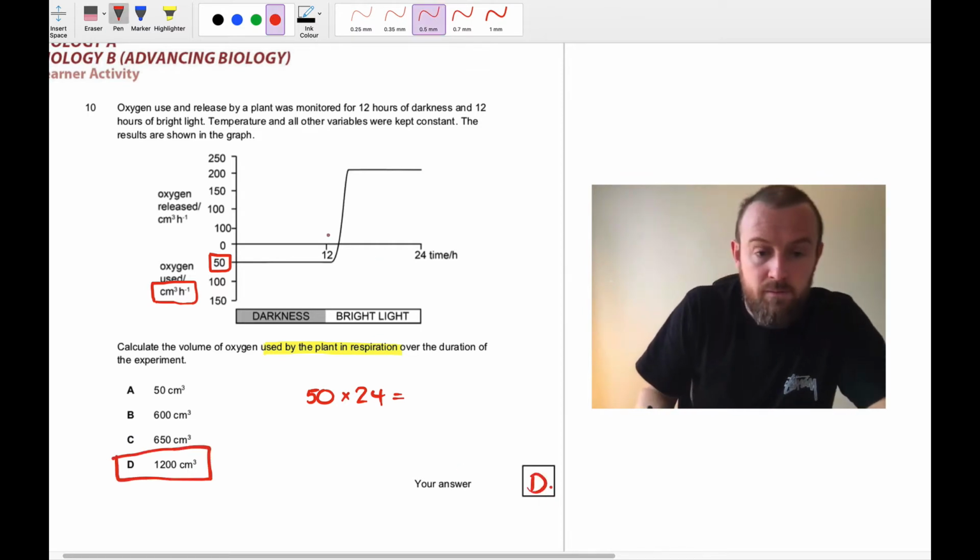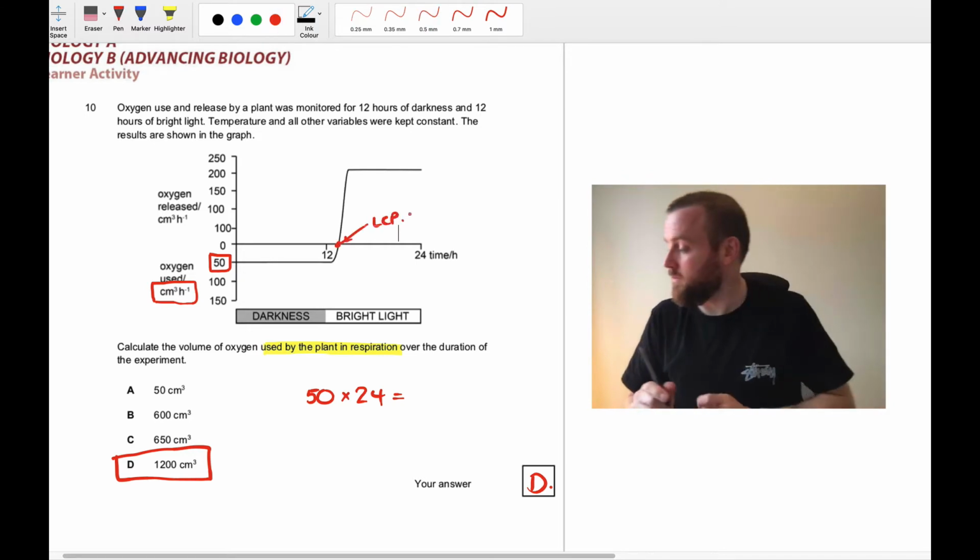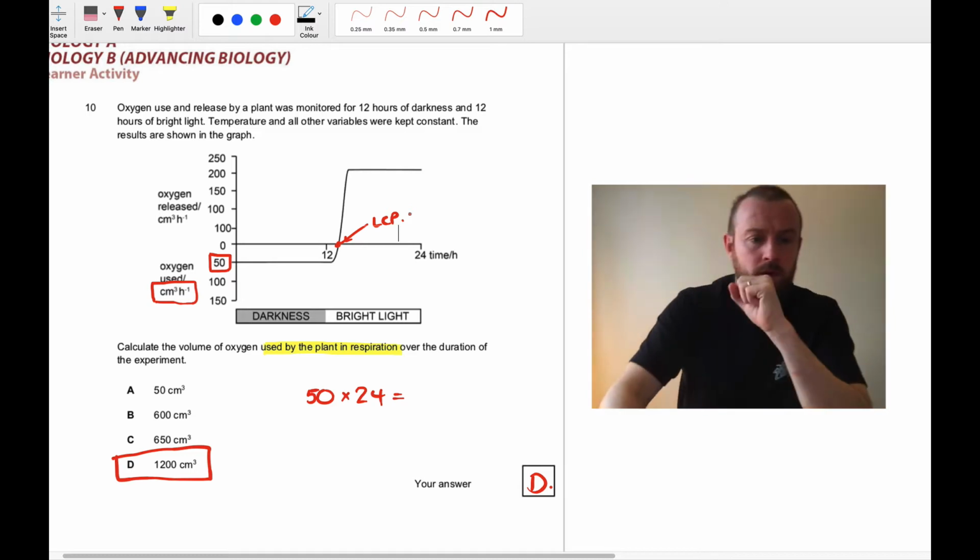By the way, that right there is the light compensation point. Okay, moving on.